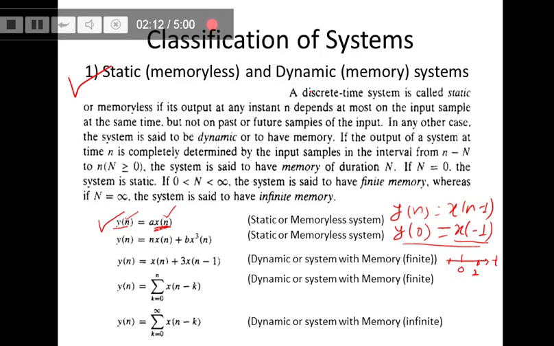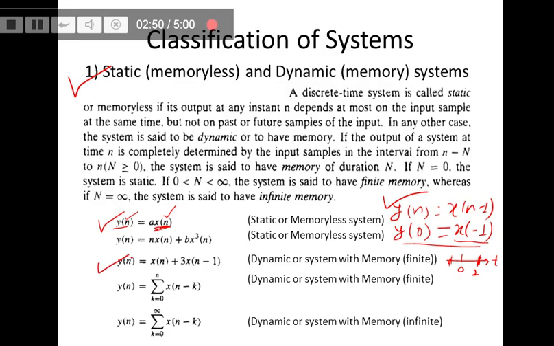Next is the dynamic or system with memory. In this case, this system was the dynamic system, or it had some memory, because the output at instant 1 depends on the past value. So the system must have some memory that stores the past values for the future outputs. So this is the dynamic system, a system with memory.